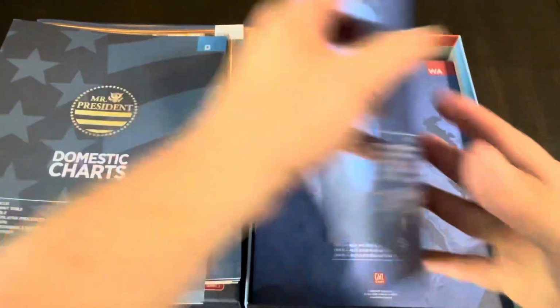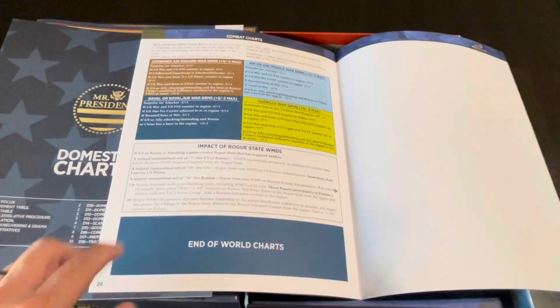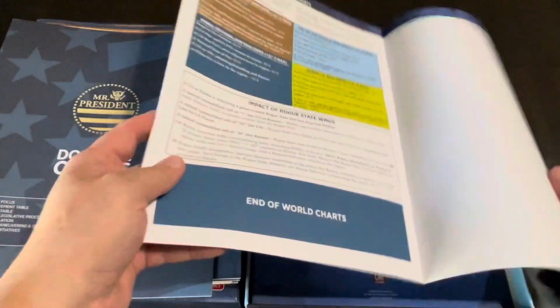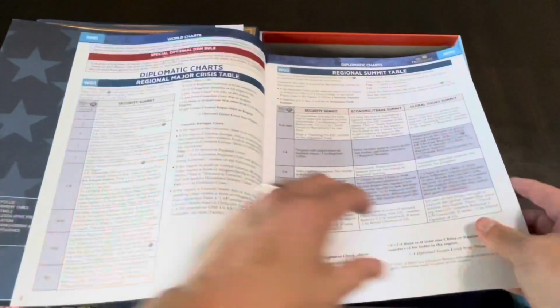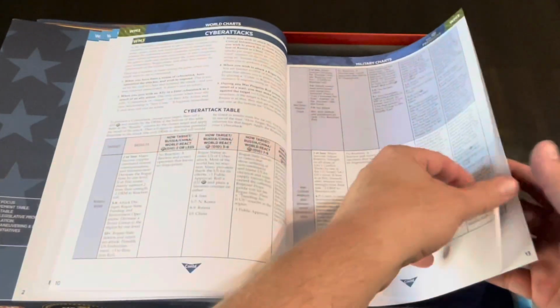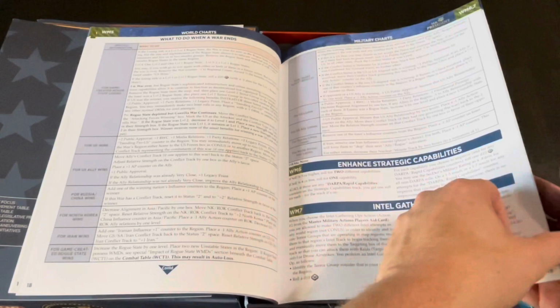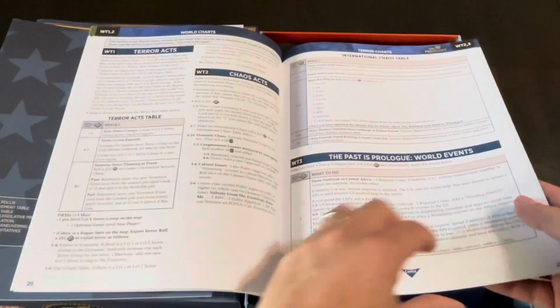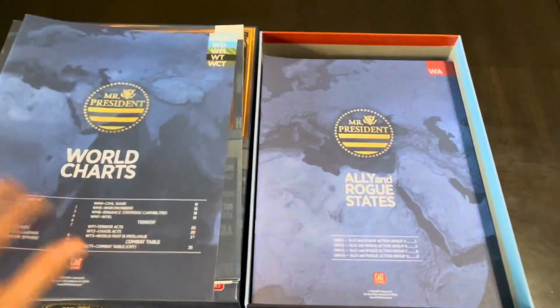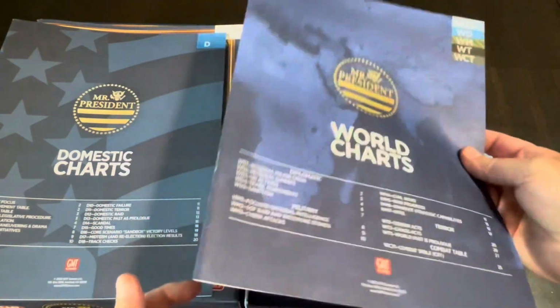Then you have your world charts. This is, well, that's a blank page, but 26 pages. I'm glad they said this is the end of the world charts there. So 26 pages of charts, and this is all diplomatic charts. UN actions, trade agreements, sanctions, military charts, cyber attacks. There's civil wars that are going on in different regions, enhanced strategic abilities, intel gathering. There's just so much going on here, right? And that's your world chart. So when you're on the world table, you're going to refer to this, and this is the different codes of what charts are in here.